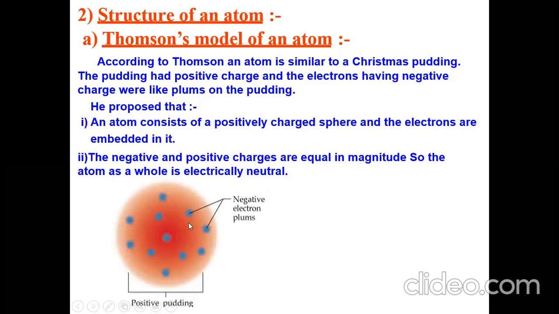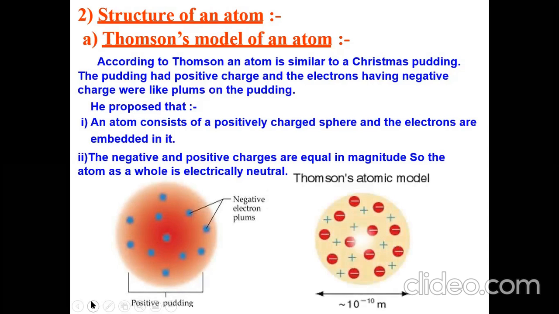This is the pudding. This red color part is a positive charge, and electrons having negative charge were like plums. This blue color structure is compared as electrons. So he proposed that an atom consists of positively charged sphere and the electrons are embedded in it. The negative and positive charge are equal in magnitude. That's why this atom is totally electrically neutral.